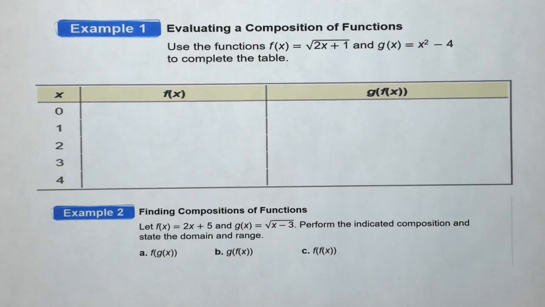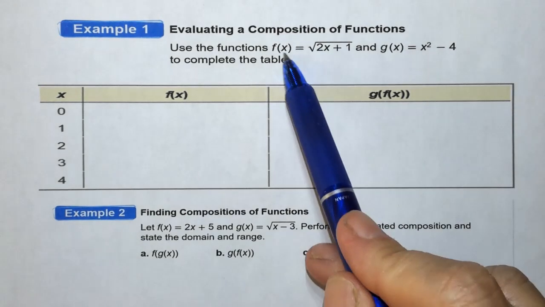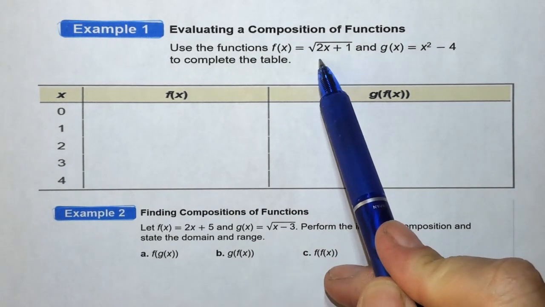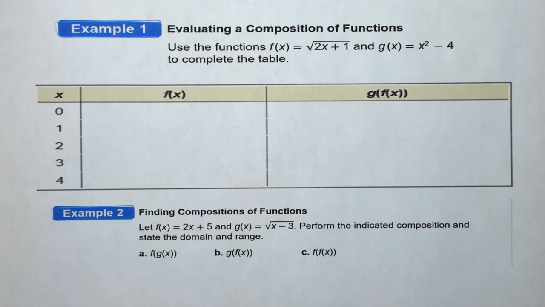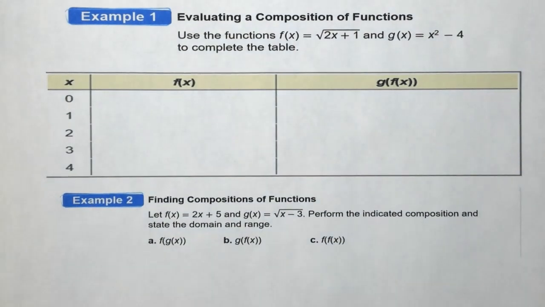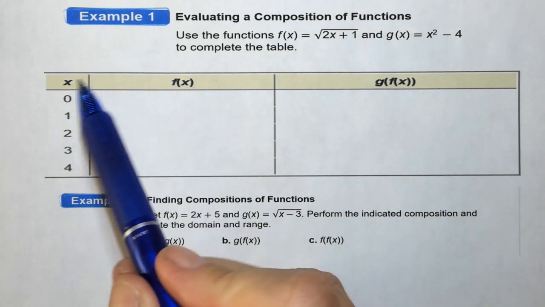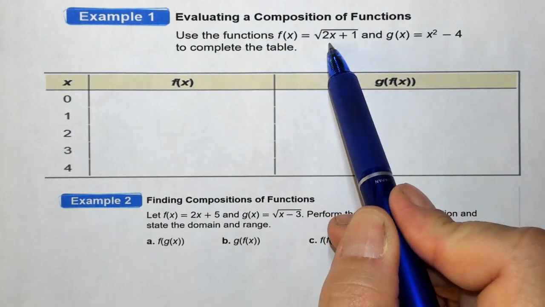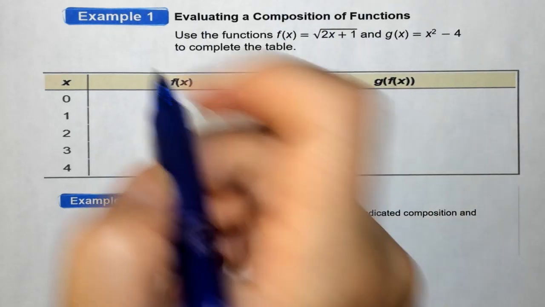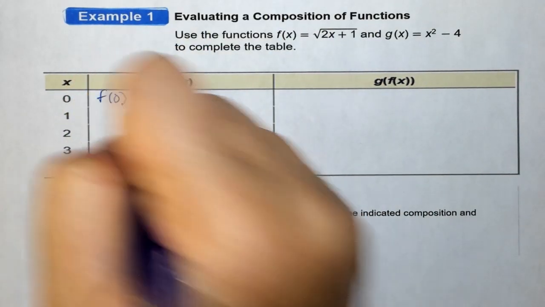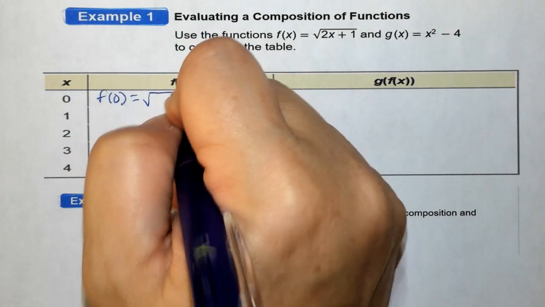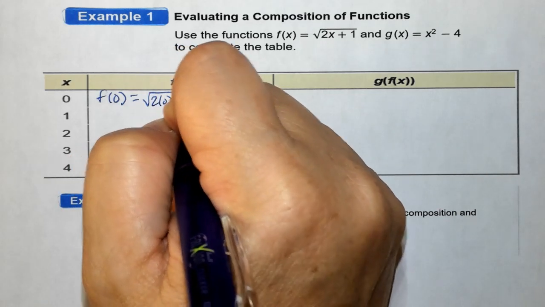All right, so we are evaluating using the function f of x is the square root of 2x plus 1, and then g of x is x squared minus 4. So we're going to use that to complete this table. They give us a value of x that they want us to use in f of x. So we're going to take this value and plug it into this one. So we're going to find f of 0, plugging it into the square root of 2 times 0 plus 1.